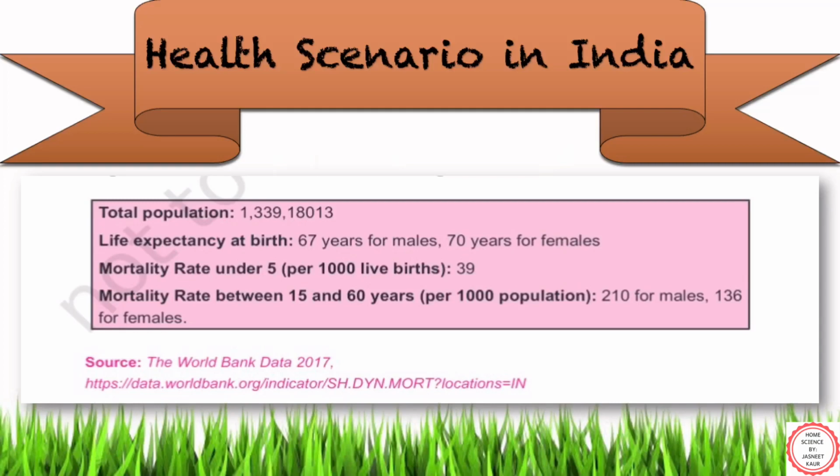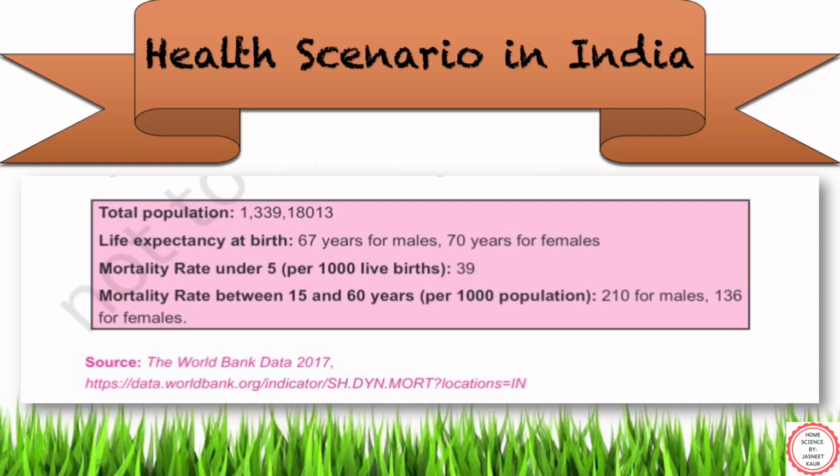Before deep diving into it, take a quick look at the health conditions of the people of India. According to World Bank data of 2017, the life expectancy, means the number of years one will live, was 67 years for males and 70 years for females. Mortality rate, means death rate under 5 years per 1000, was 39, means out of 1000 children under 5 years of age, 39 used to die.